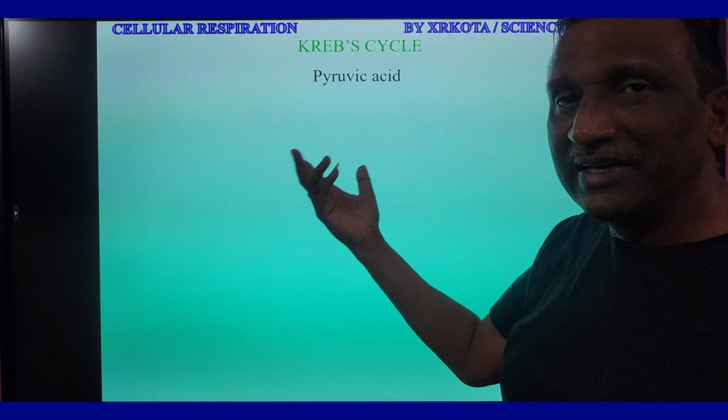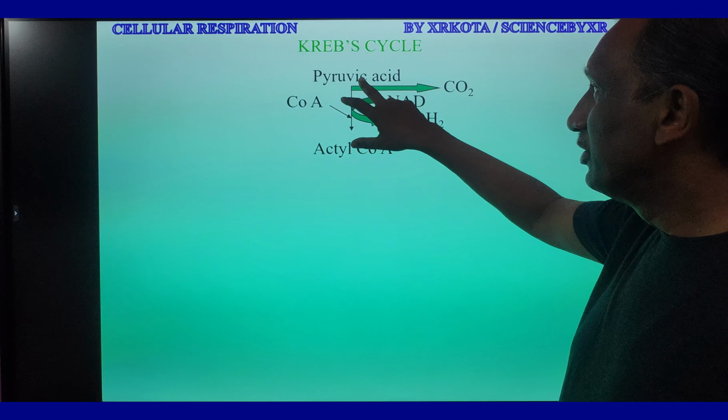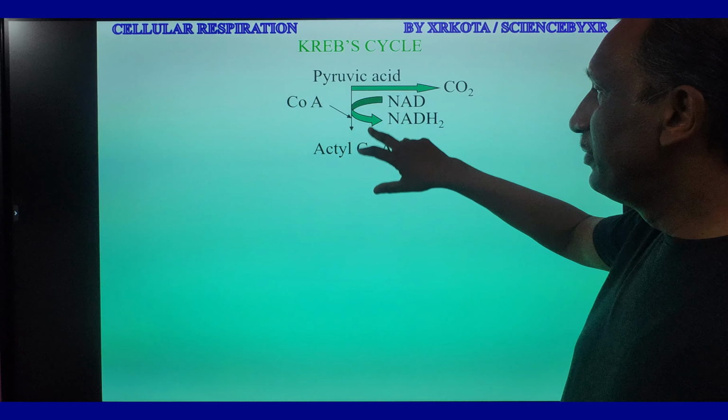The pyruvic acid's further process goes inside the mitochondria, in the matrix of the mitochondria, and pyruvic acid is the starting molecule. They are taking one molecule of coenzyme A, and one NAD will be used. Pyruvate will break into two-carbon acetyl coenzyme A, and one carbon dioxide and one pair of hydrogen is given out. The hydrogen will be taken by NADH2. 3 carbon compound changes to 2 carbon compound. 1 carbon comes out in the form of carbon dioxide, and 2 hydrogen come out, which is taken by the NADH2. Coenzyme A is attached to it.